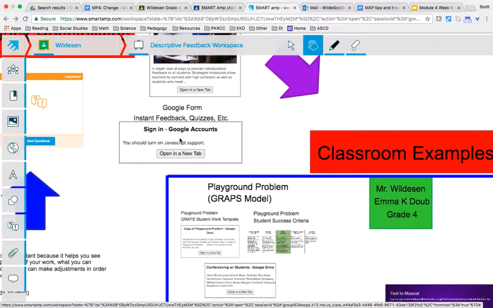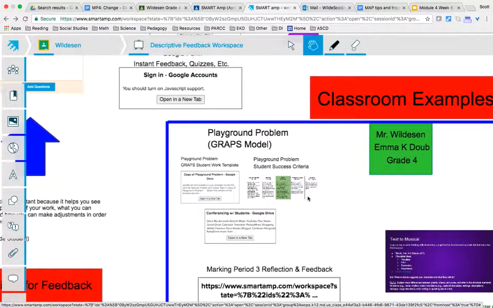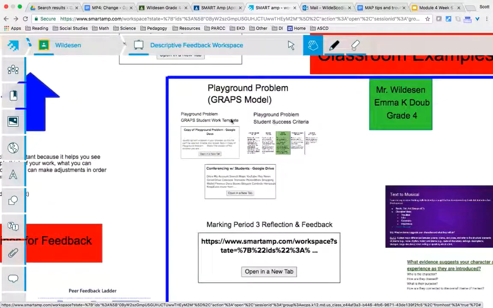And then I also wanted to include classroom examples that we have done this year. So this is basically a connection together. I use the grass model for this. It's a playground problem. There's a problem with erosion on our playground, and this is the work template the kids are doing. Here's the success criteria, and then here are some examples of conferencing discussions that I had with students. So again, that's another form of feedback.